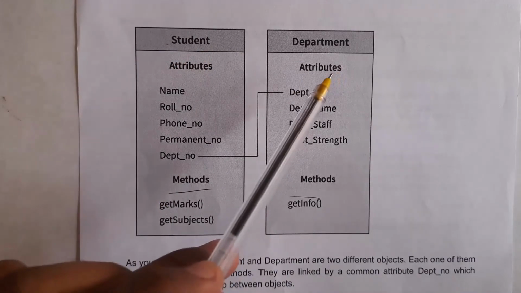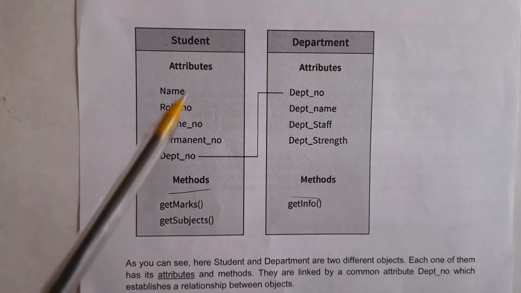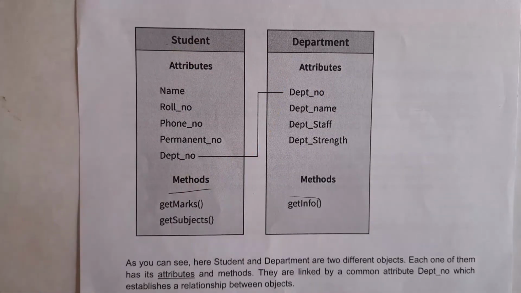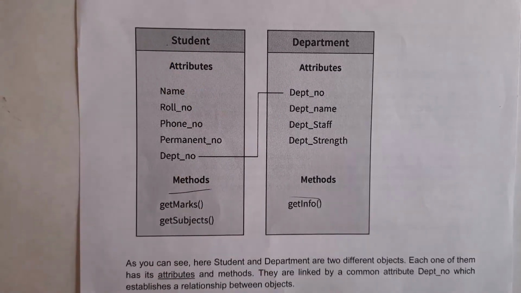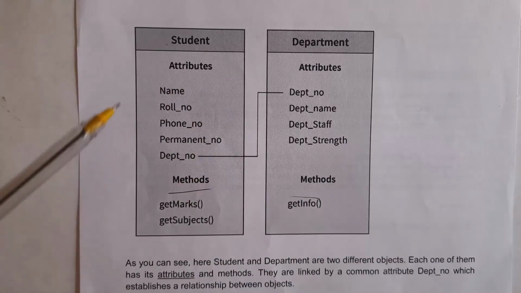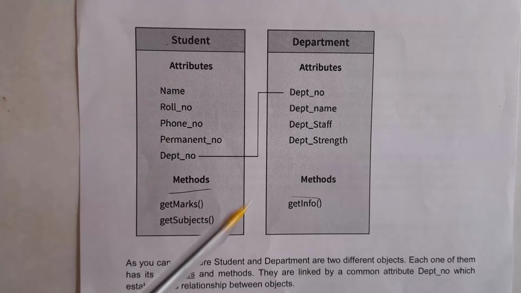Actually, the student and department are entities, but in the object-oriented data model, we call the student and department objects. Each object contains both attributes and methods. Attributes are nothing but properties. Like a student can contain name, roll number, phone number, permanent number, department number and so on. We call these attributes.